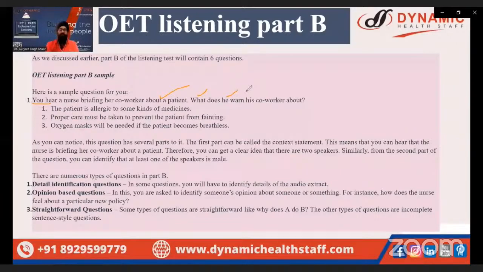These 2 parts will give you a clear idea that there are 2 speakers. From the second part you can identify that at least one speaker is the health professional.